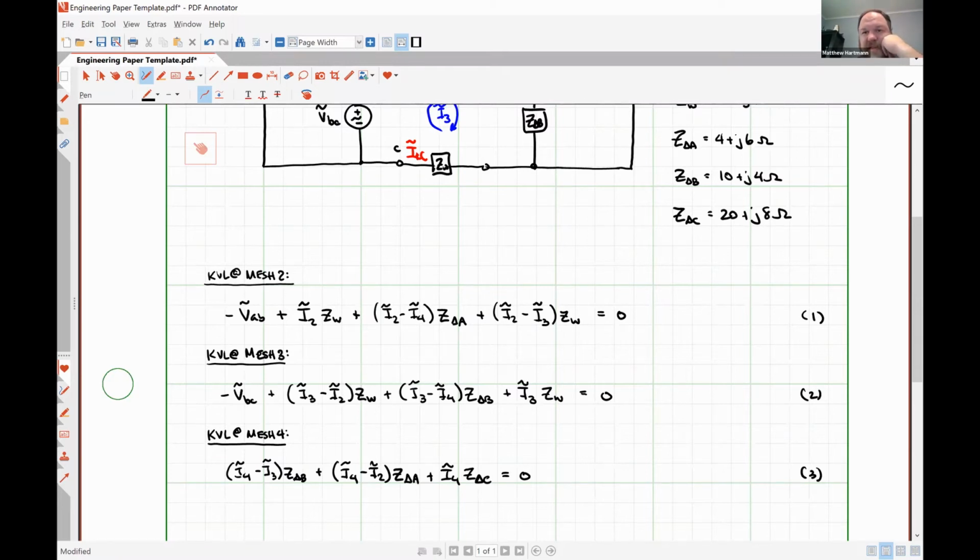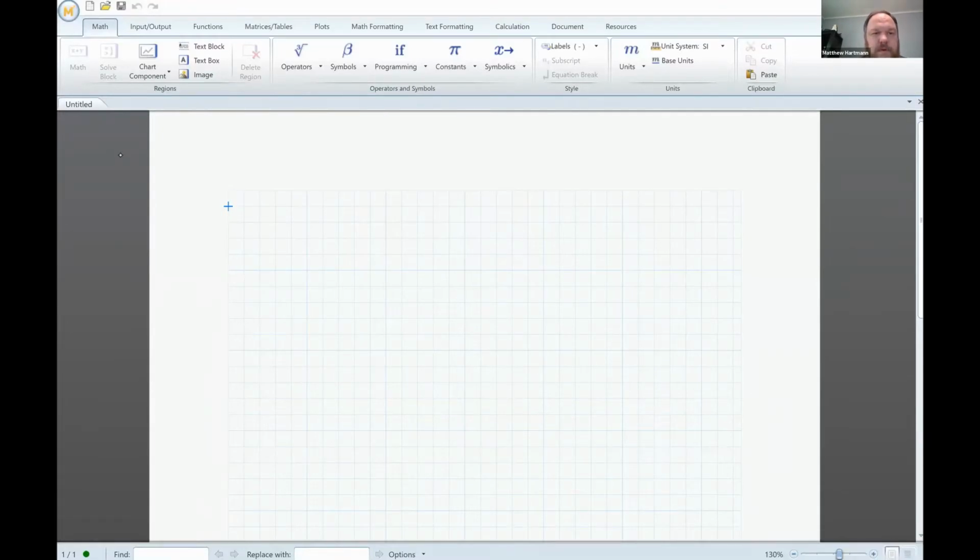Taking a minute to open up the MathCAD. There we go. All right. So I'm just going to define some variables first so that I can be kind of lazy. So VAB was 416 angle negative 60 degrees volts. VBC was 416 angle, sorry, this first one was positive 60 degrees, wasn't it?